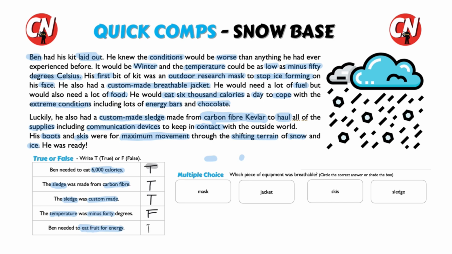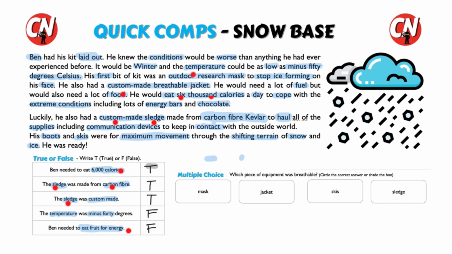So that was false. So quite quickly, again, I'm doing a lot of talking as I always do. But if you were just in the zone, 6,000 calories, where is it? There it is. Sledge, there it is. Carbon fiber, there it is. Sledge, custom made, yeah. And some of these you'll just remember because you're reading the text.